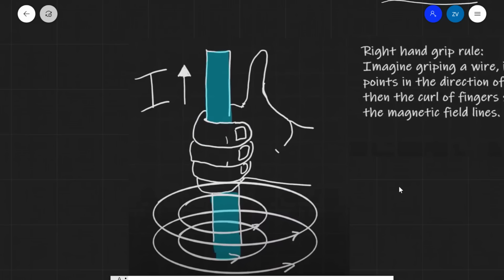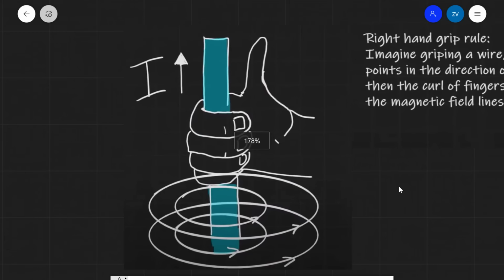Another way of remembering this rule is via the right hand grip rule. But just before we do that, let's take a moment to appreciate my drawing over here.